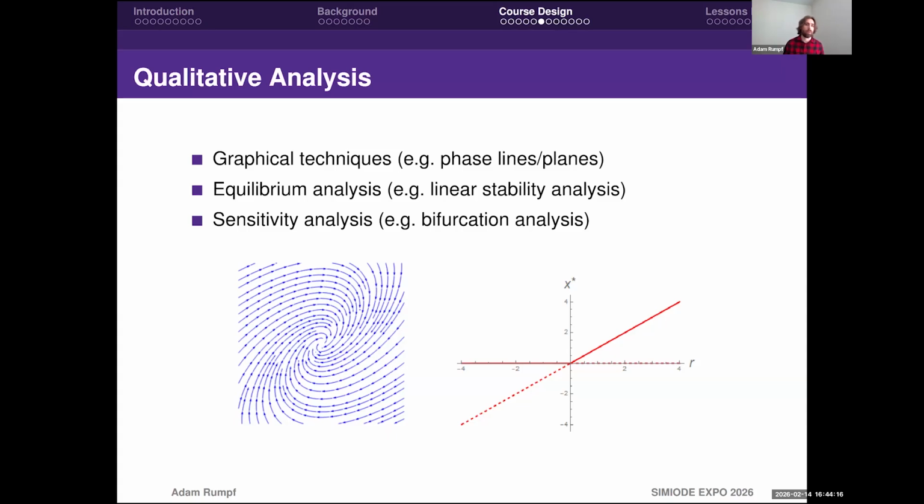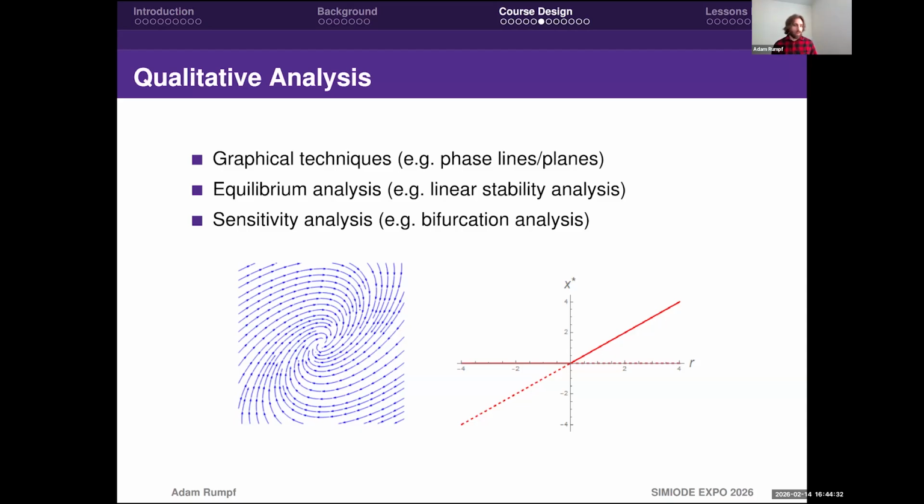If you're looking at a population model, for example, should you expect it to increase without bound? Will it decay to zero? Will it approach some limit? Will it start cycling around some point? These are all things that you can conclude using some techniques like linear stability analysis, which we talked about in our course.